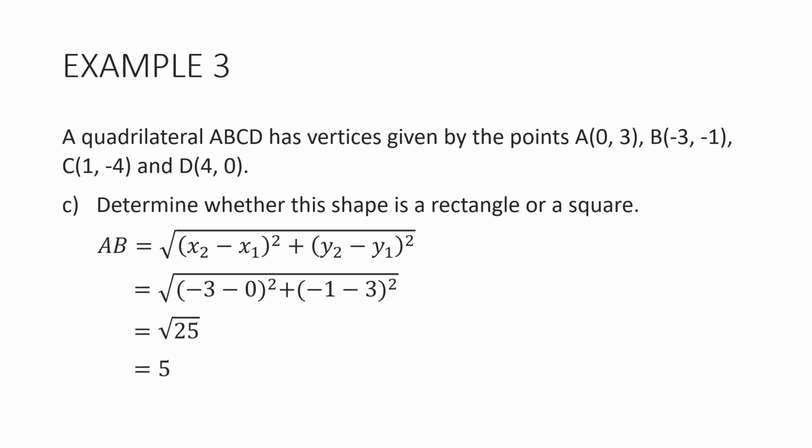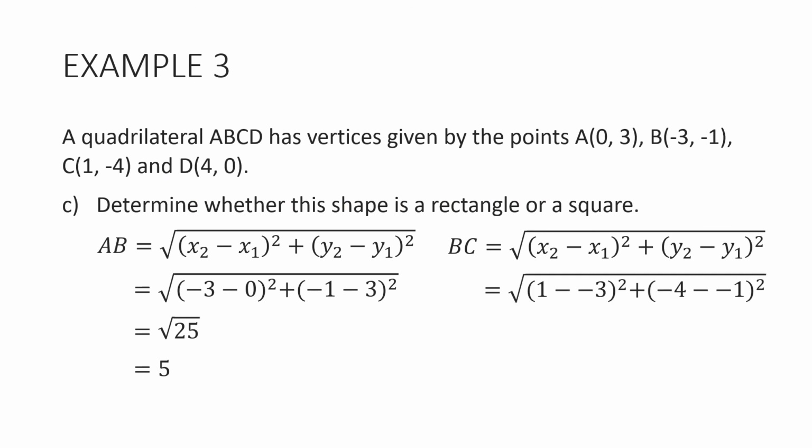Now let's work out the length of side BC. So we've got 1 take away -3 all squared and -4 take away -1 all squared. Tidying that up, I've got 1 plus 3 is 4 squared, which is 16, plus -4 plus 1, that's -3, all squared is 9, which is the square root of 25, which is equal to 5.